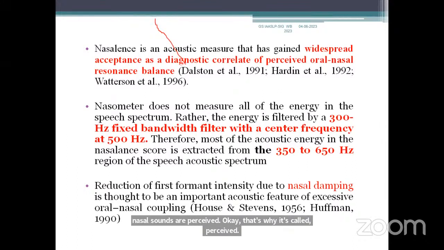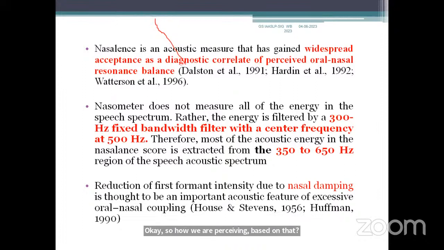The equipment may not know which is the oral sound and which is the nasal sound, so basically we have to tell the equipment which is which. What manufacturers do when designing such devices is fix the bandwidth filters in the range of 300 to 500 hertz. Why this 300 to 500 hertz in the acoustic spectrum?